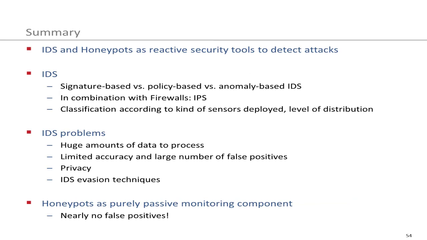So, the overall summary: both IDS and honeypots are reactive security tools to detect attacks and react to them. IDS, you have all this taxonomy, I won't repeat that again. Classification depends on how many sensors you have deployed, how sophisticated the attack is, how good your algorithms are, and all that. There are problems because you have huge data to process, you have limited accuracy, usually, and a large number of false positives. There are privacy implications that I've talked about, and there are techniques to evade an IDS.